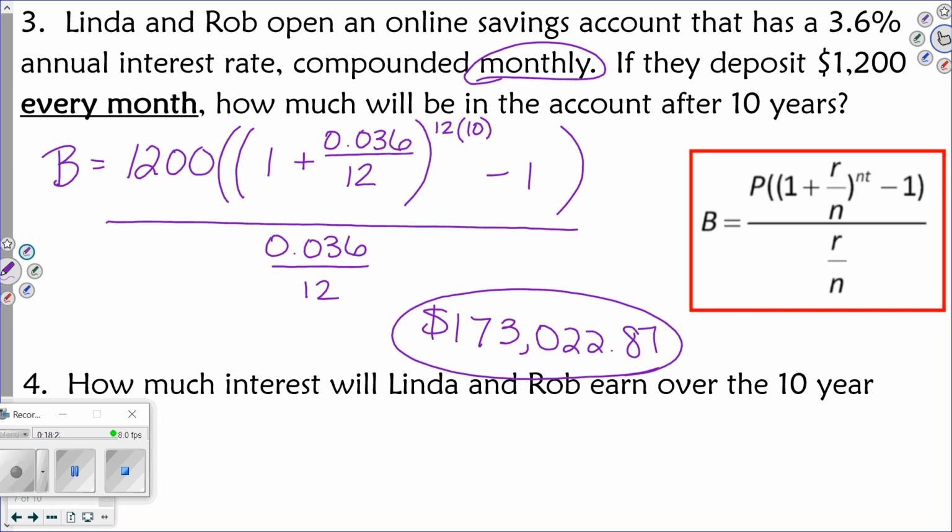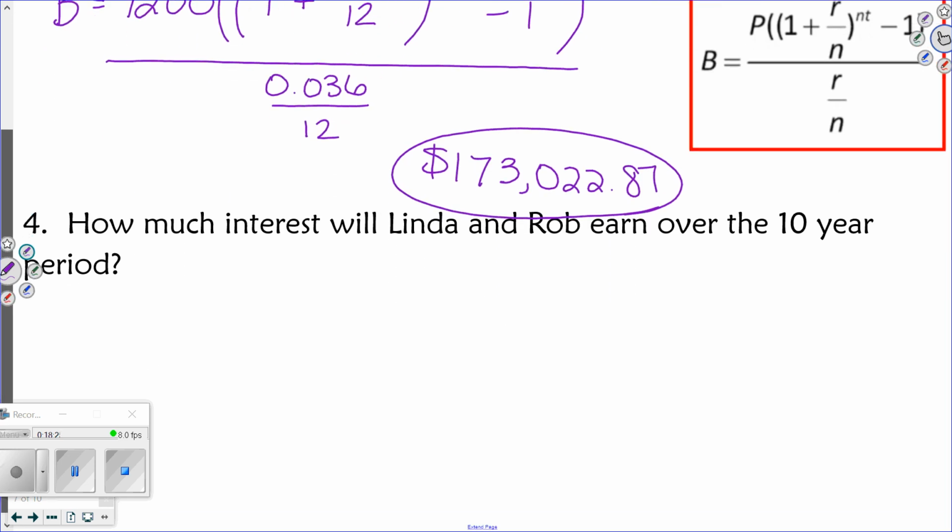Okay, guys. Next part, number 4. How much interest will Linda and Rob earn over the 10-year period? All right, so first of all, we need to figure out, because this amount that we found, the $173,000, that's interest and how much they've incorporated, like everything. So how much did they actually put in? Cole? How much did they put in the account?